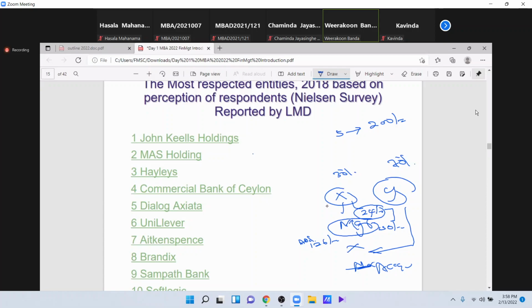But managers accept this one. They are giving some positive arguments. Then there's a conflict between the managers and the board of directors. There's a conflict. So this is called agency conflict. At the same time, when there's an agency conflict, there's an agency cost.